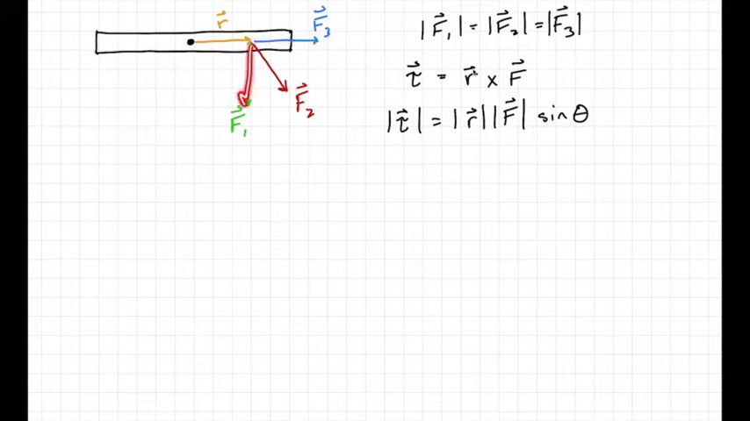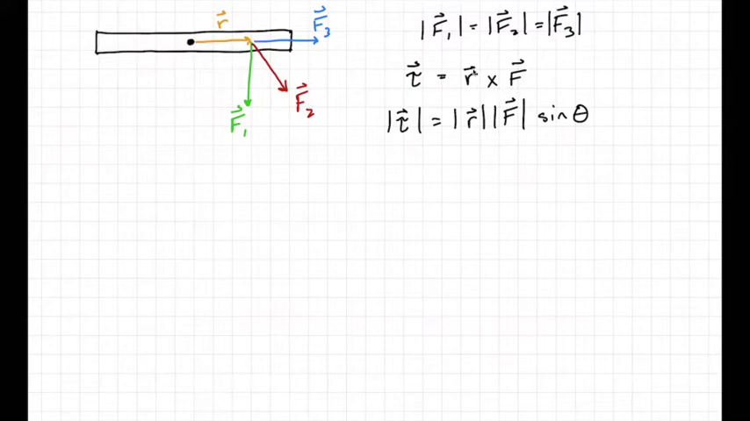F1 is going to get a lot of torque because sine 90 is 1. F2 is going to get a little bit less torque than F1 because sine of 45 degrees, let's say, is root 2 over 2, so less than 1. So the torque will scale with the relationship between the r vector and the F vector. Their direction really matters.